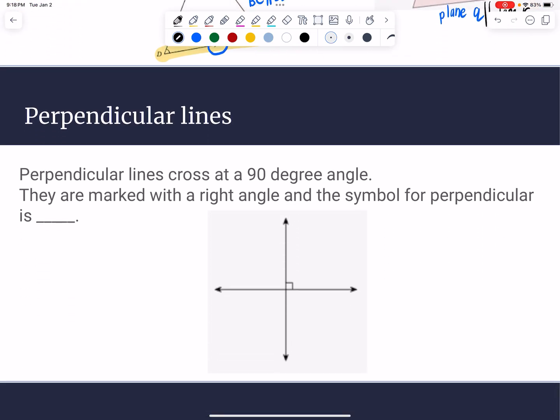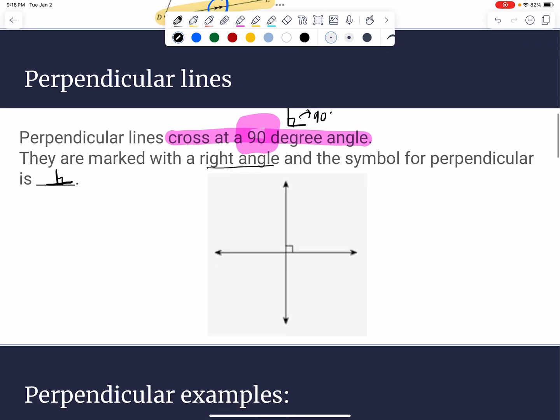Now let's look at what perpendicular means. Perpendicular lines do cross, and they cross at a 90-degree angle. They cross at a 90-degree angle. Remember, when we're looking for a 90-degree angle, it's that right angle box. It means it's 90 degrees, like what we've talked about before. So they're going to be marked with a right angle or 90-degree symbol, and the symbol for perpendicular is going to be this. It's an upside-down T. Sometimes people will even put like a right angle box there just to show you that those are perpendicular at 90 degrees. So these two lines are perpendicular to each other.